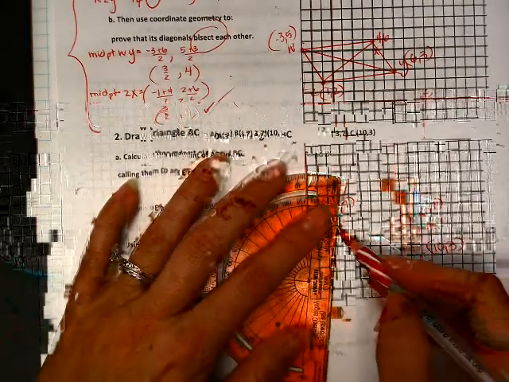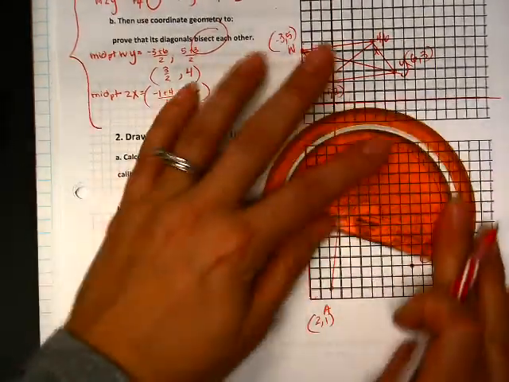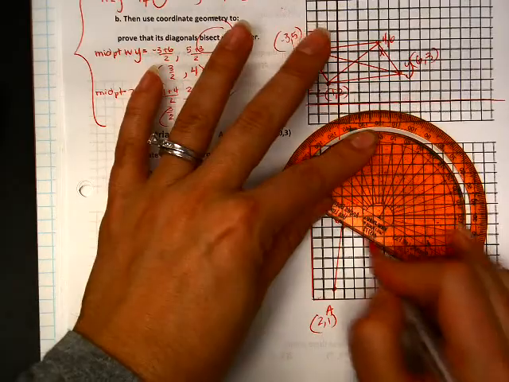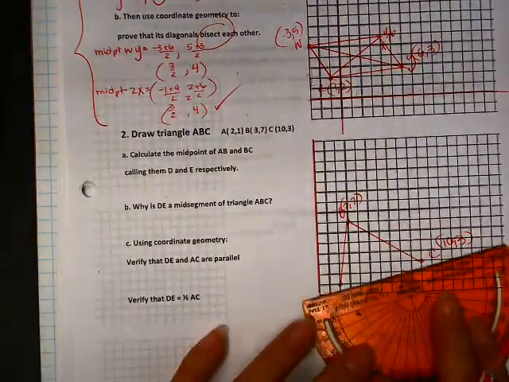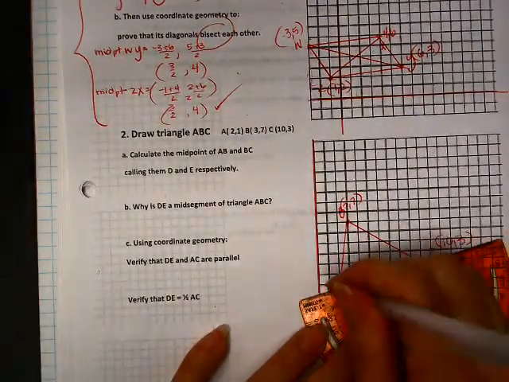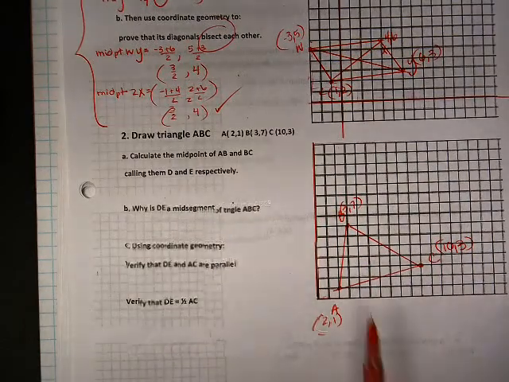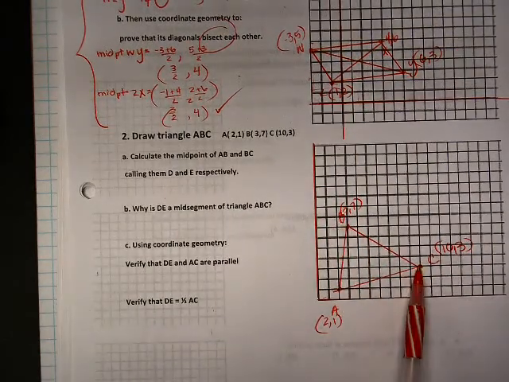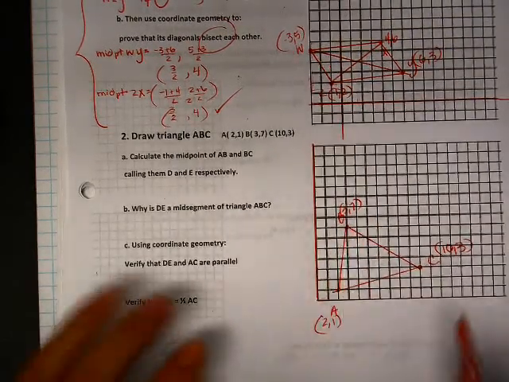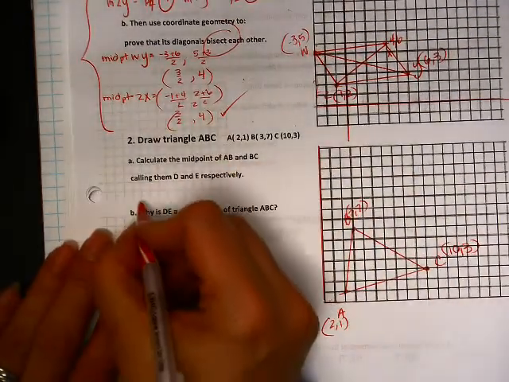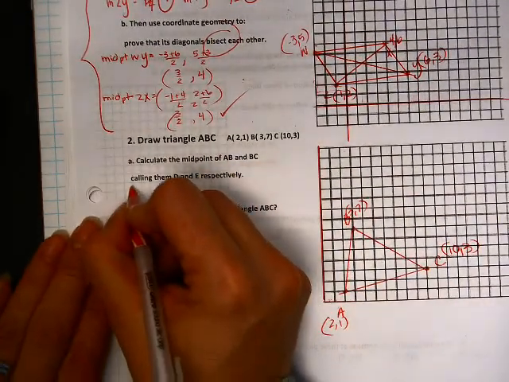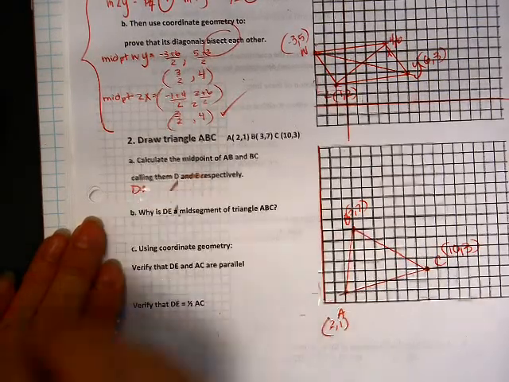Okay, so I am supposed to connect them all and make a triangle. I can do that. And I'm supposed to calculate the midpoint of BC and also AB. I can do that. So I'm going to calculate D is the point that we're actually calculating.